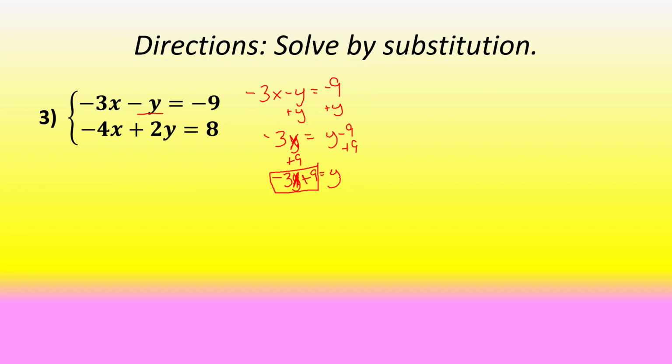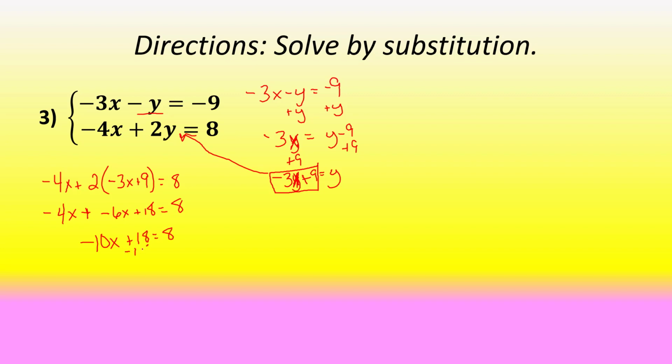So we're going to plug in our y value anywhere we see y in the second equation. So negative 4x plus 2 times negative 3x plus 9. We need to distribute. So we have 2 times negative 3 is negative 6x. 2 times 9 is 18 equals 8. Negative 4 and negative 6, that's negative 10x plus 18 equals 8.